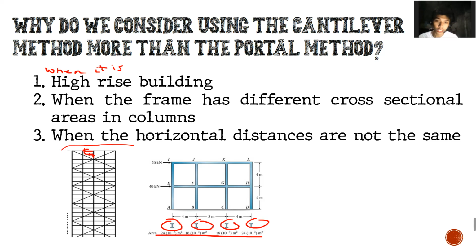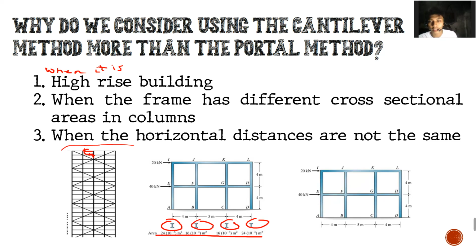And number three, when the horizontal distances are not the same. Kapag ito guys, 4 nga ito, and this is 5, and this is 4, dun pa lang, mag-cantilever ka na. And kapag guys, may characteristic, kapag may characteristics po yung mga frames natin dito po, kahit isa lang dyan, meaning automatic, gagamit ka na mismo ng cantilever method.